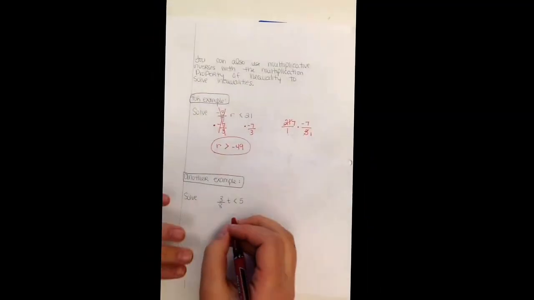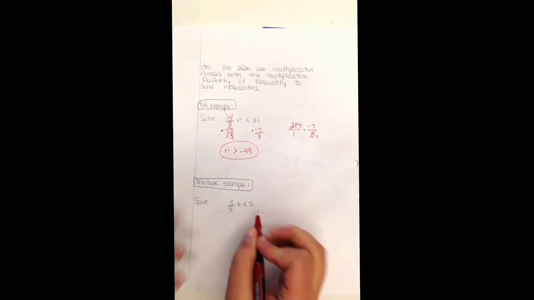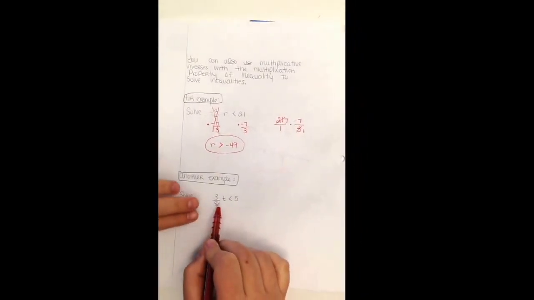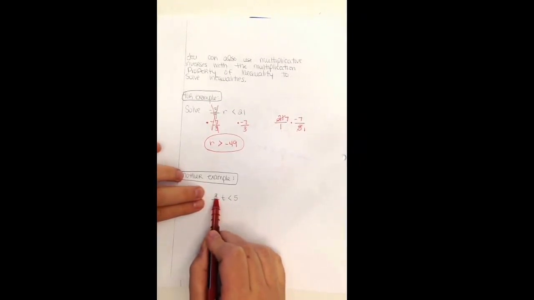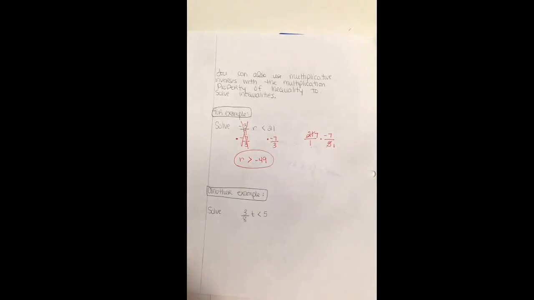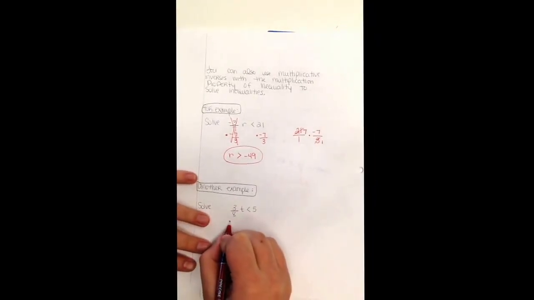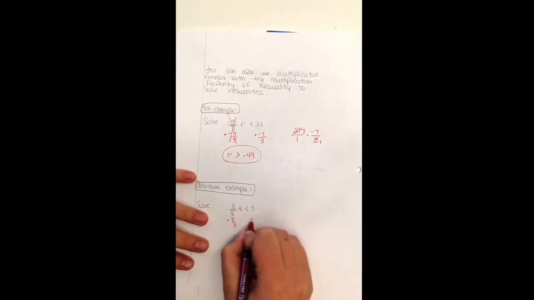Okay, here's another example. I have 3/8 t is less than 5. To undo multiplying by 3/8, I have to divide by 3/8. But division by a fraction is the same thing as multiplication by its inverse. So I'm going to multiply both sides by 8/3.